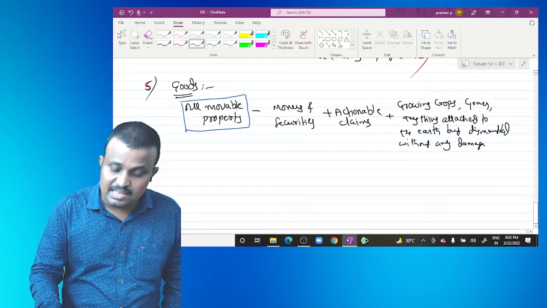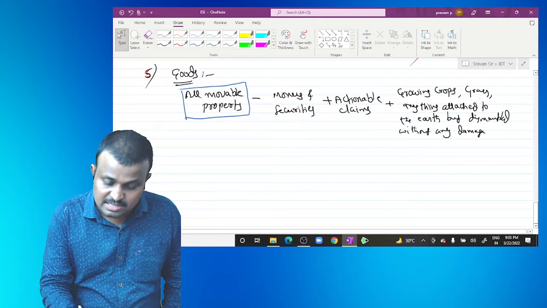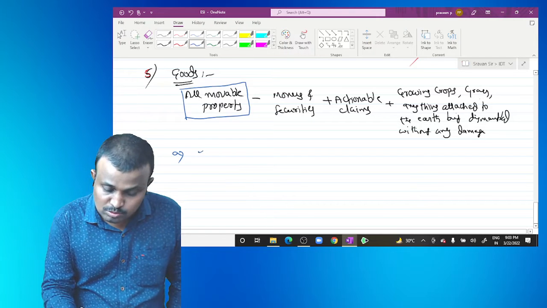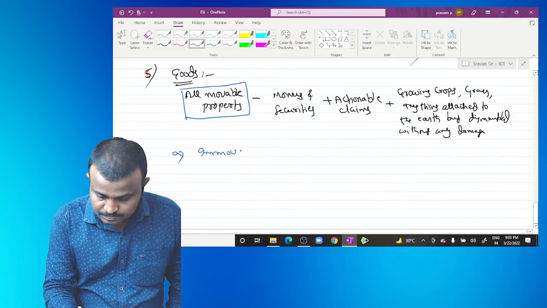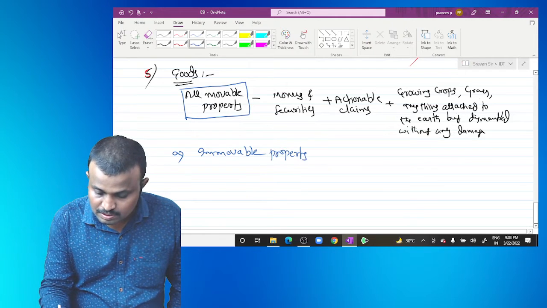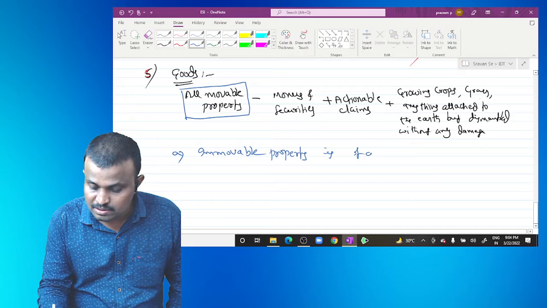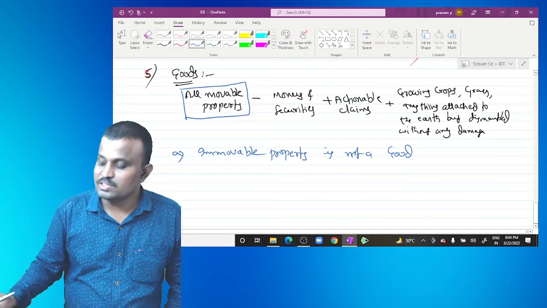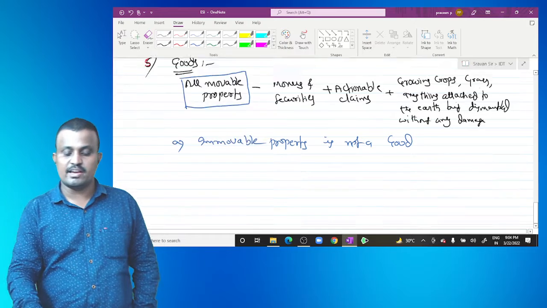But it is clearly stated that immovable property is not a good.